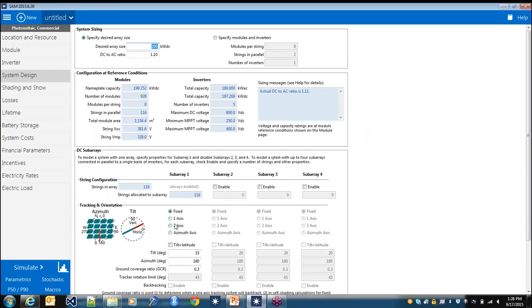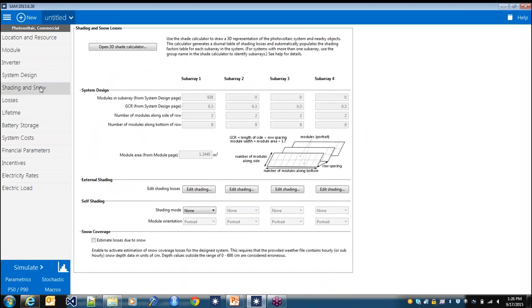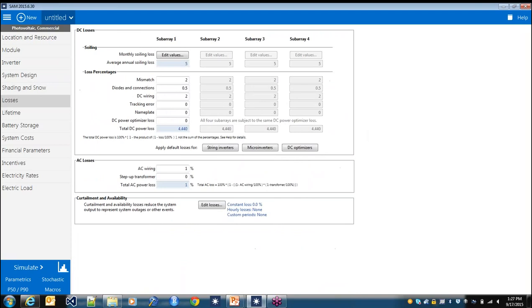If you wanted to, you could look at various types of fixed axis or one axis trackers. You could modify the tilt and azimuth and all that kind of more detailed information. You can look at shading and snow losses, which we're just going to ignore for right now. There are additional losses, soiling, wiring losses you could get into a lot of detail with, which we're just going to leave as the defaults.